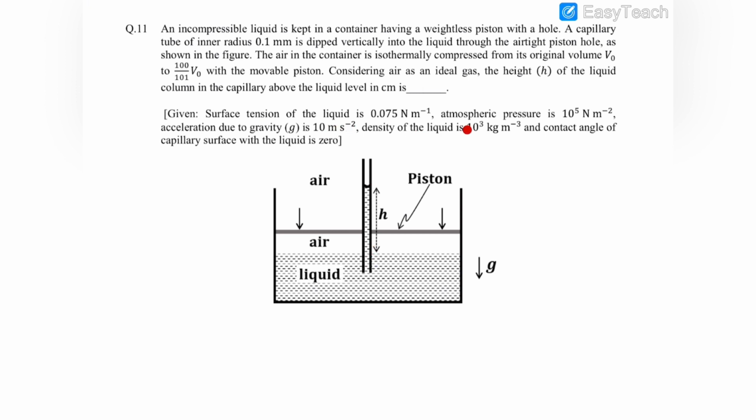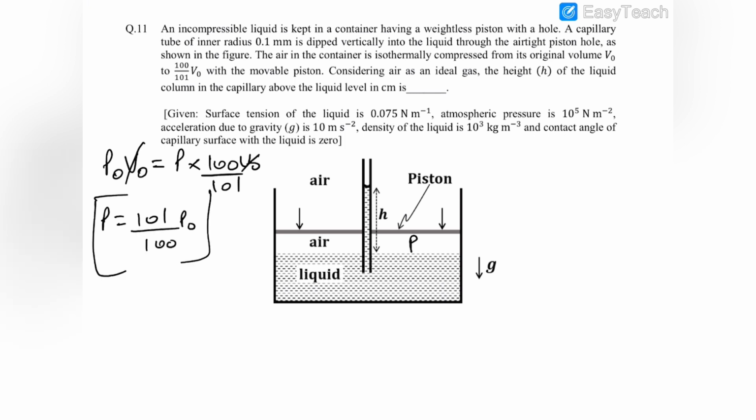The additional data is given in here. You can see that the pressure P inside this air can be calculated. Initial pressure was P0, which is the atmospheric pressure, and initial volume was V0. So isothermal conditions say that P0 V0 would be equal to PV. So P into V would be 100 V0 by 101. So P would be equal to 101 by 100 P0.